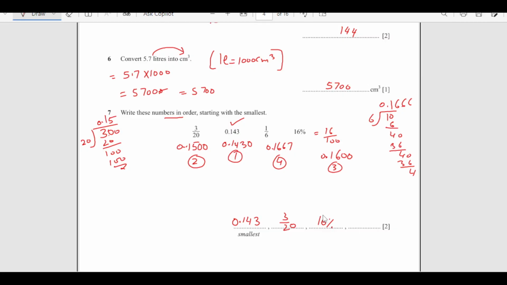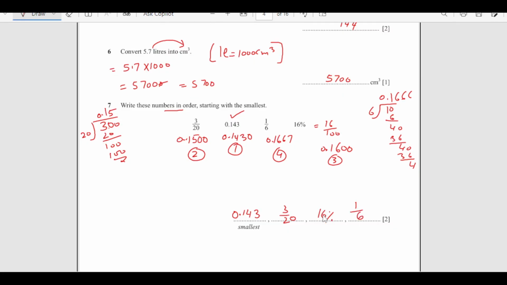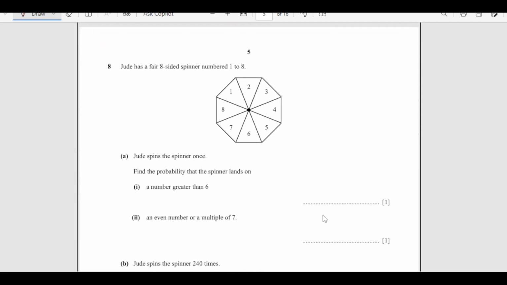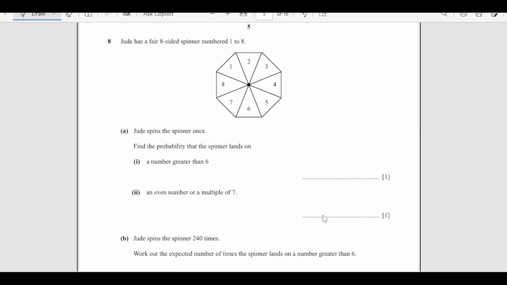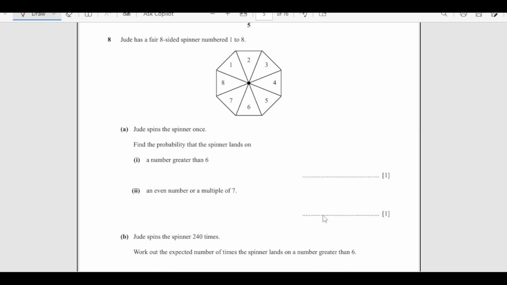Lastly we have here 1 over 6. Okay, now next question. Jude has a fair 8-sided spinner numbered 1 to 8. Jude spins the spinner once. Find the probability that the spinner lands on greater than 6.